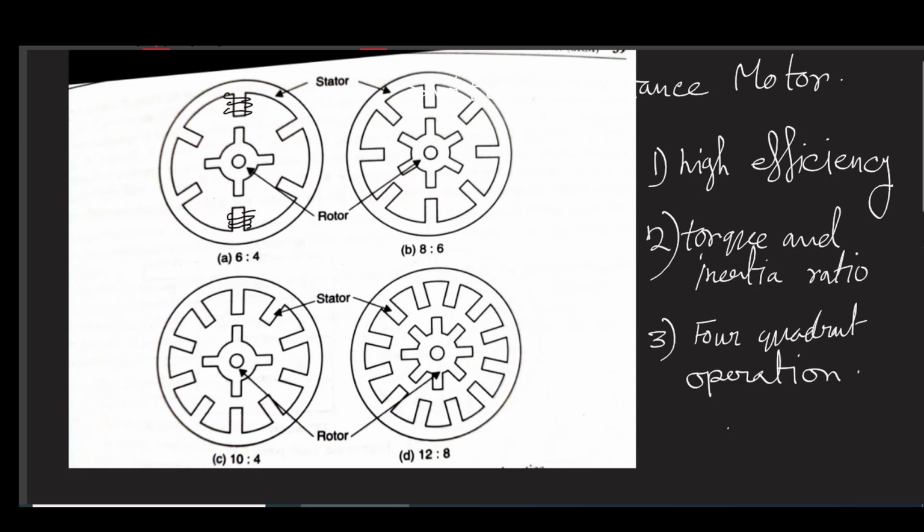Now, here in the rotor there is no winding. This is an application of 6 is to 4. Here it is 8 is to 6, meaning it is the ratio we generally mention.